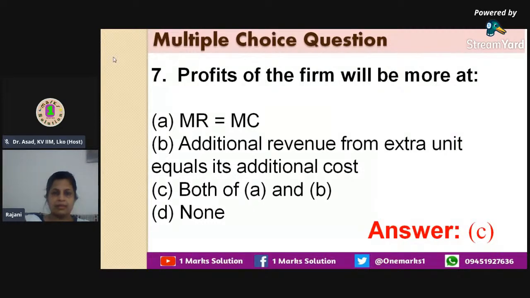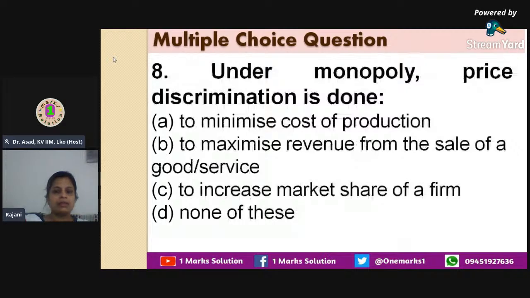Next one: under monopoly, price discrimination is done. Actually, what is price discrimination? Price discrimination depends on the elasticity of demand and on the conditions of the consumers. The monopoly is the price maker, no? So they can choose what price to assign to the product in different situations, depending on the elasticity of demand and on the consumers.